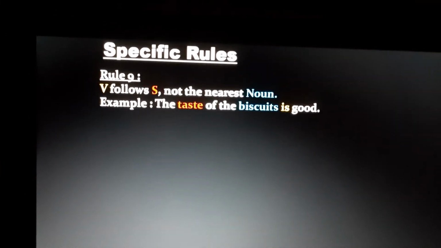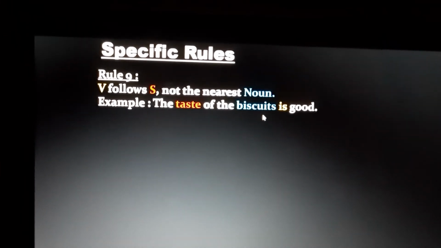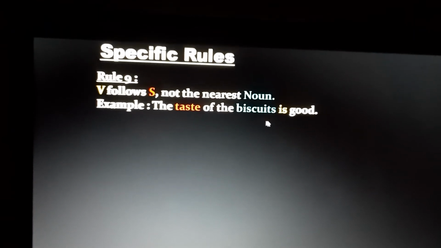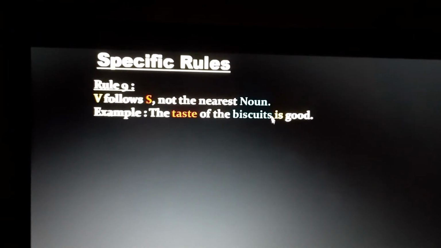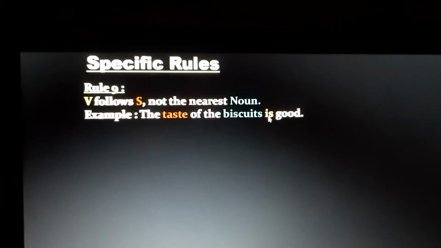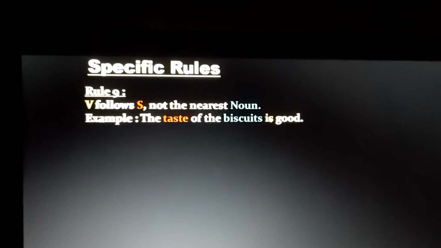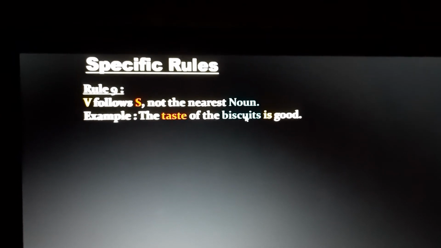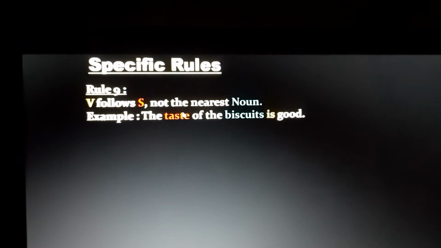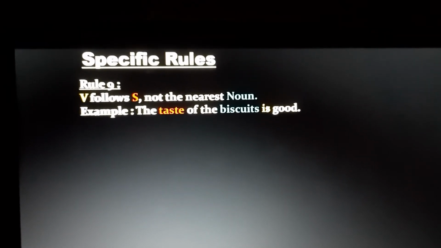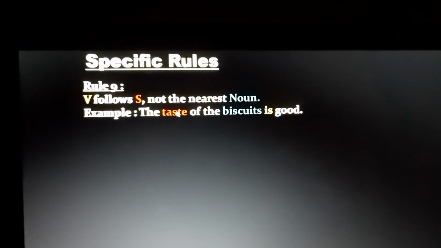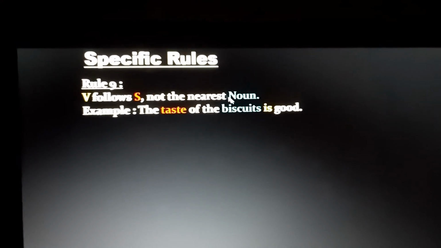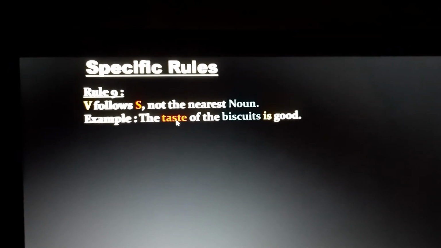Let us see this with the help of an example. The taste of the biscuits is good. Now here the taste is the subject. Biscuits is a noun which is near to the verb "is." Now we have seen in the last few rules that the verb follows the nearest subject. But here this nearest word is not a subject, it is just a noun. The subject is the taste. So here the verb which is used is singular because the subject is singular. The nearest noun is biscuits. It is plural, but we are not supposed to take this into consideration. We are just supposed to look at the subject.